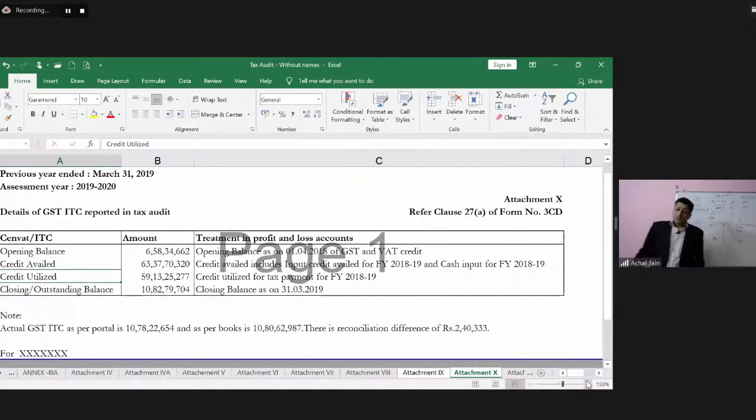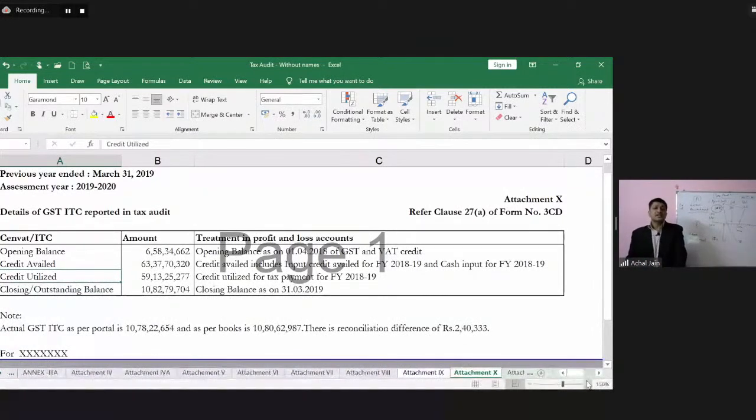So it says amount of CENVAT credit availed and utilized. Now we don't have any CENVAT as such now, except in the form of GST. So this GST is now required to be captured over here. So what will be given? Opening balance of GST input and the credit which was availed during the year, credit which was utilized during the year, and of course the closing balance.